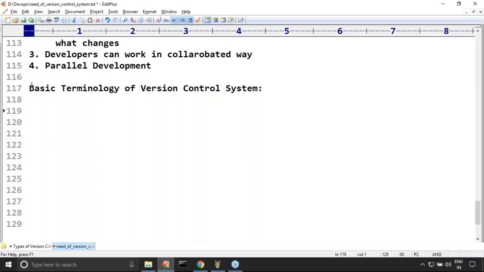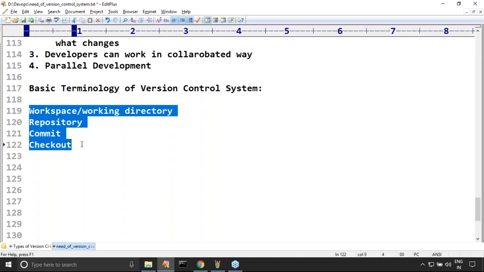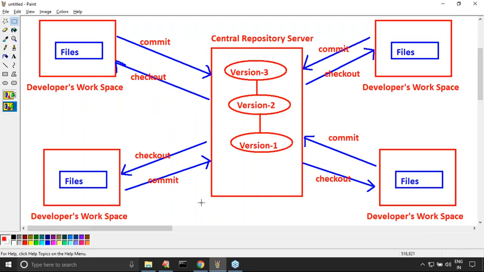I covered workspace, or working directory. Have you remembered? Next, I covered the most valuable, very important thing: repository. After that, commit. After that, I used the word checkout. These four words are very important for further continuation. Any doubt about this? Workspace or working directory? What about repository? What about commit? And what about checkout? Very simple terminology here.